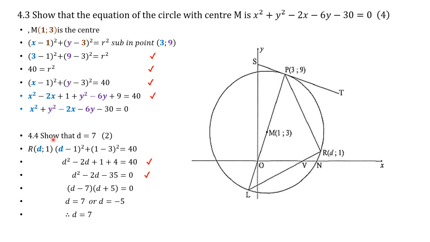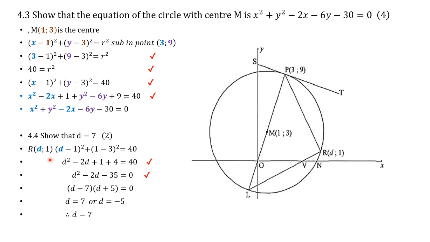Right, 4.4. So normally when we find the equation for a circle, we will always test for 1 to 2 marks substitution into that equation. So they say show that d equals 7. So there you see R is (d, 1). R is on the circumference of the circle. So because it's on the circle, I can use the coordinates and substitute in the equation of the circle to find the value of d.